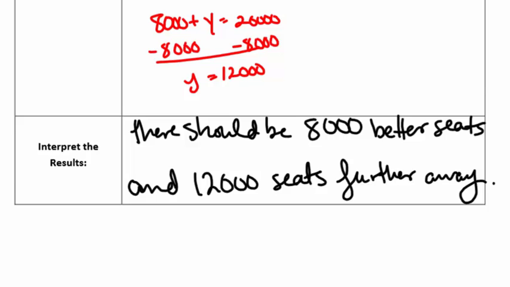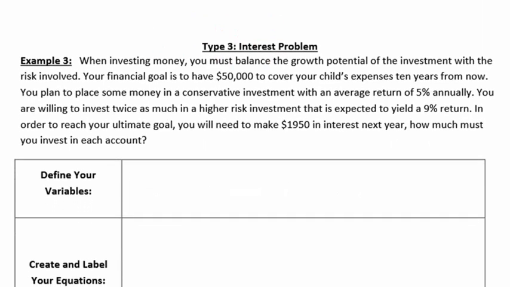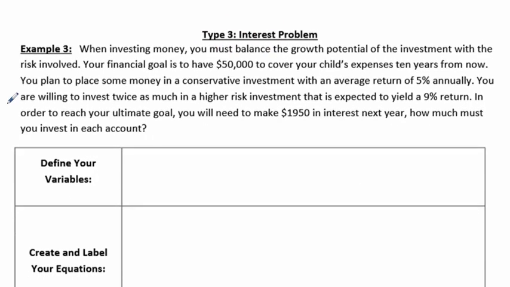Let's look at the next problem. Type 3 is an interest problem. So in this problem, we're investing money. We want to balance the growth potential of the investment and the risk. Our goal is to have $50,000 to cover a child's expenses 10 years from now.